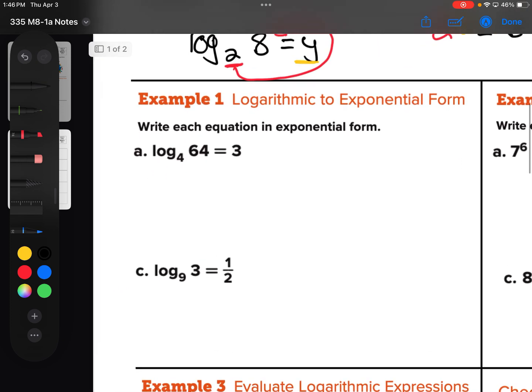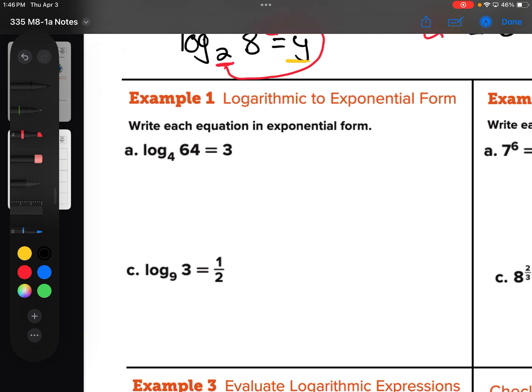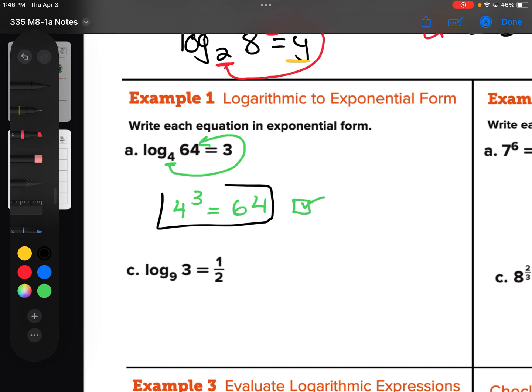Hopping into example 1, we're going to practice this. You start with your first number, and then you take it around the world. My first number here is 4, and then I swing it around. So 4 to the power of 3 is 64. That is a truth that is verified in math. 4 to the power of 3 is 64. So that is writing it in exponential form.